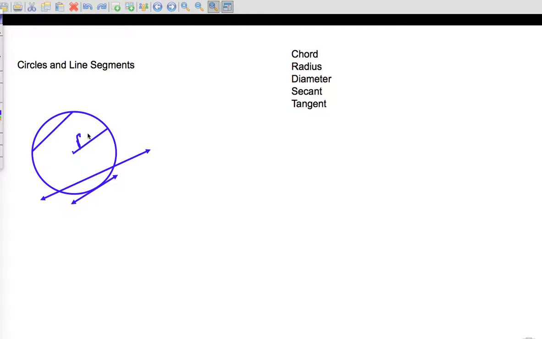So here we have our radius. Here we have our secant, our tangent, and that would be a chord. So there's our basic circle terminology.